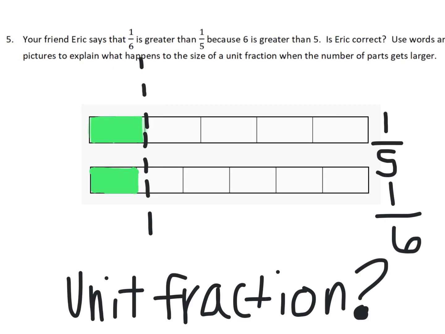This is those parts filled in, and as you can see where 1/6 is, that has more parts that are smaller. 1/5 has less parts that are bigger. This would make 1/5 greater than 1/6, and Eric would be wrong because you can't just compare what numbers are in the fractions. It is how big the parts are in the whole.